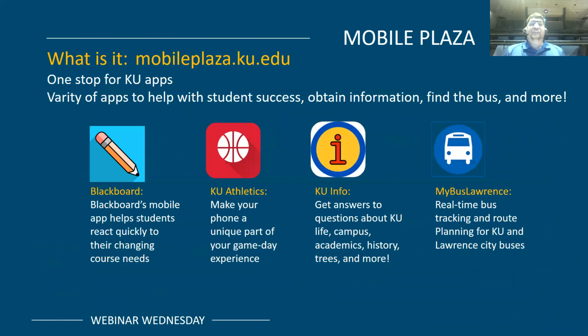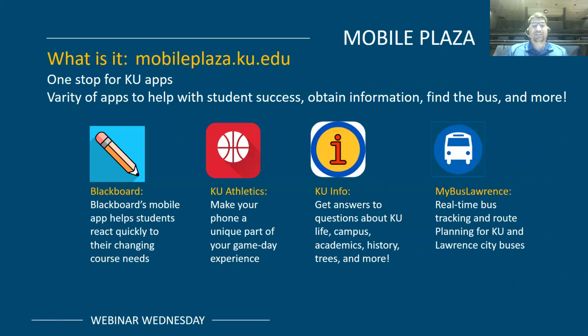One of the other things that KUIT offers is the Mobile Plaza. The Mobile Plaza is a one-stop shop for all KU applications. We have a wide variety of applications that are meant to increase student productivity as well as your success here at KU. And the 4 that are on the screen are just 4 examples. The Blackboard app is a really good application that you can log into to view your grades and see assignment dates. However, we do not recommend that you submit any assignments through the Blackboard app.